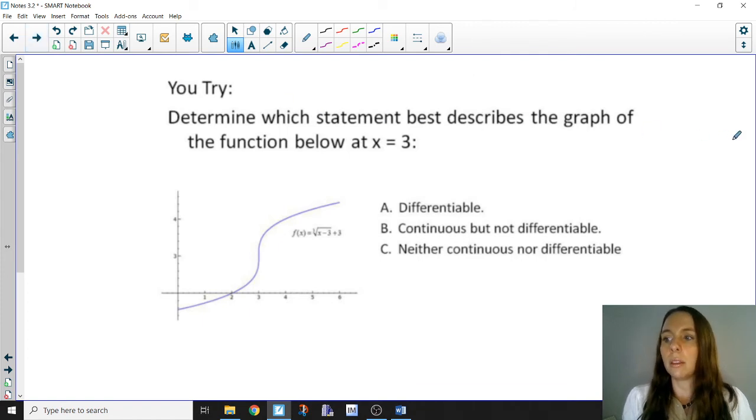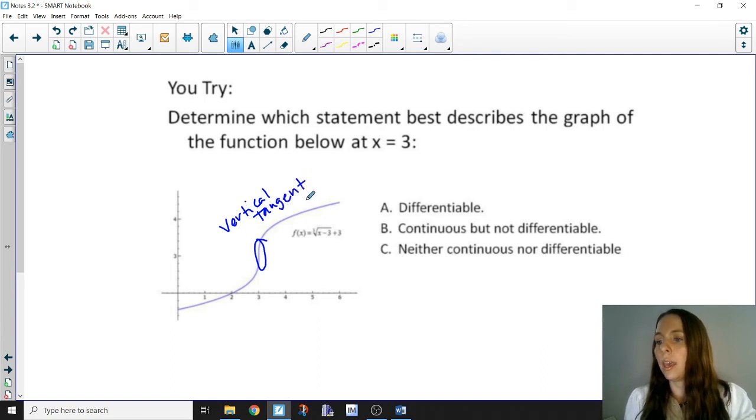Take a look at the U-try. Determine which statement best describes the graph of the function below at x equals 3. At x equals 3, you see that other term that uses the word vertical. This is called a vertical tangent. It's important to know the difference. If you were to zoom in right here, at that point, you would see a vertical line, and that indicates that the tangent line is vertical there. So we have a vertical tangent point at x equals 3. And that is continuous, but it's still not differentiable. So our answer is B.